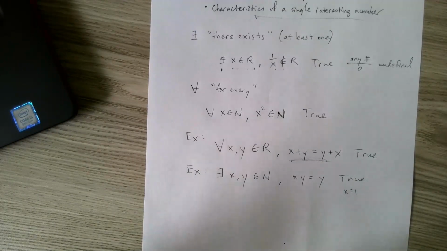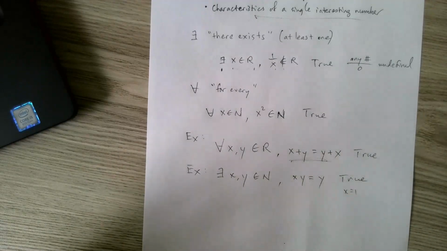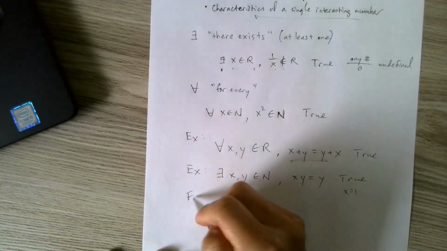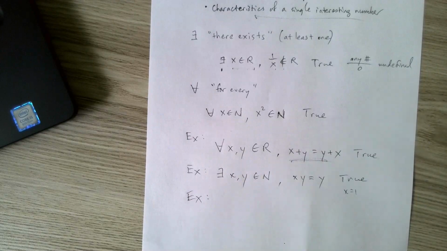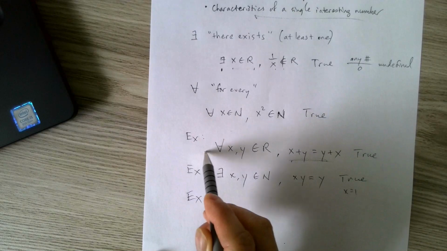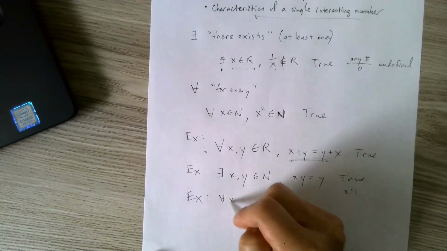Now you might be wondering, well, when all these examples are true, can you give me one that's false? Okay, here's one that's false. It's a variation of this one here, the commutative property one.